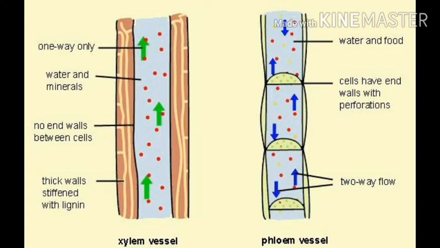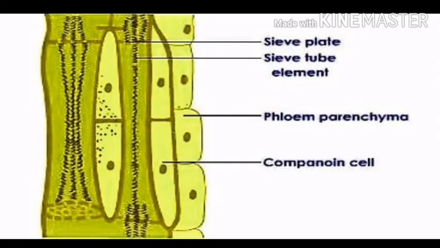Parenchyma are responsible for food storage and sideway conduction of water. Fibers are mainly supportive in function. So these are all four types, but you have to know the transportation takes place in one direction in the xylem. Now we are talking about phloem.